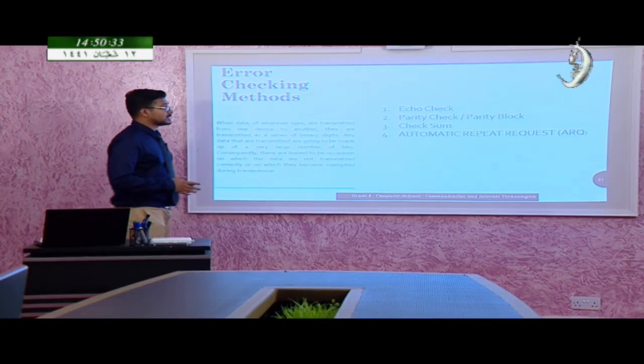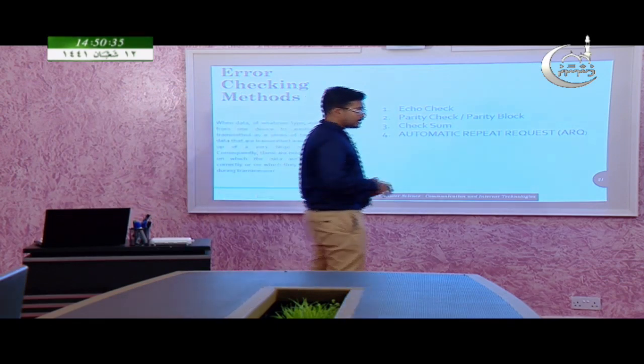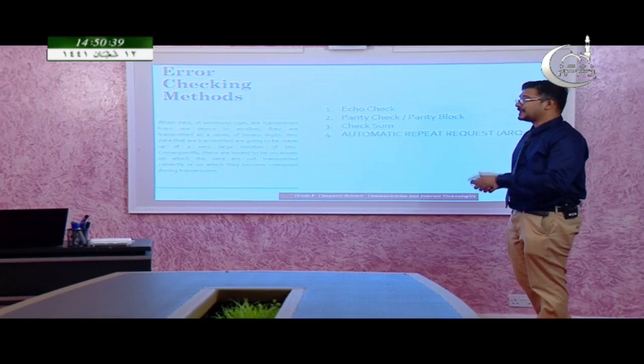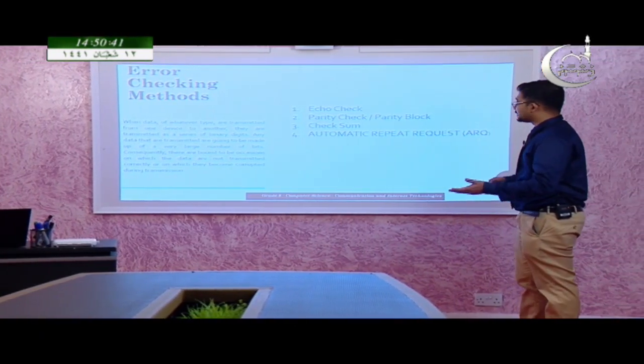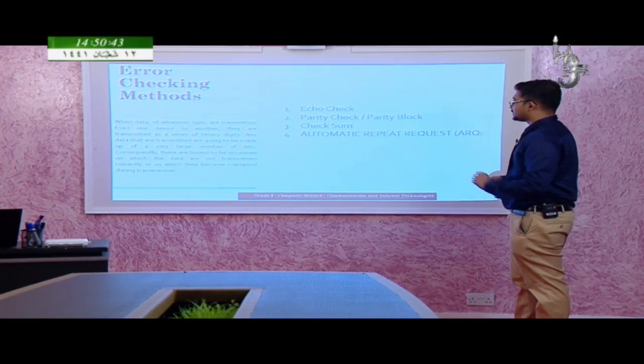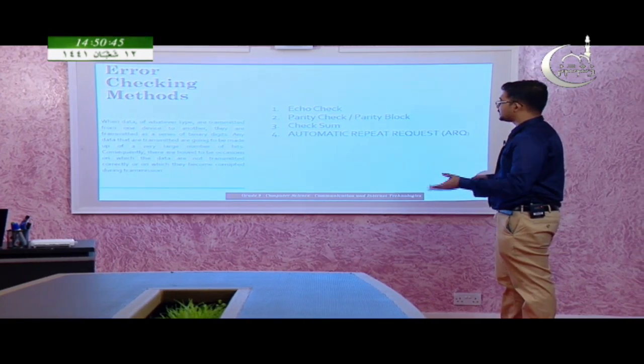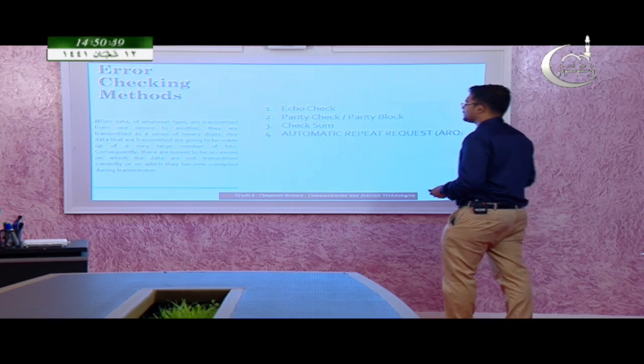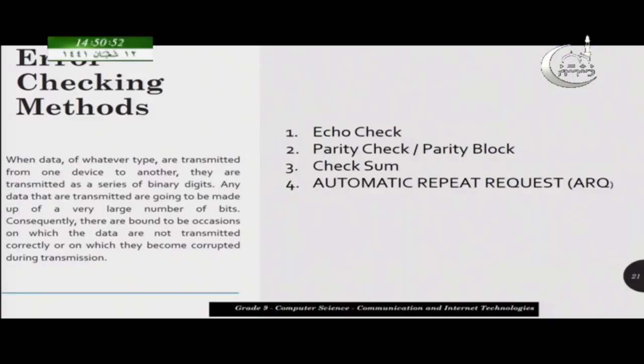Now, whenever you transmit the data, there are different ways errors may come. Maybe the cable breaks. Another way is that interference comes and the data transmission gets trouble. Maybe there is bit replacement and these kinds of issues happen. So basically, there are 4 types of error checking method. One is echo check. The other one is parity check. The third one is checksum. Then the other one is ARQ, automatic repeat request.